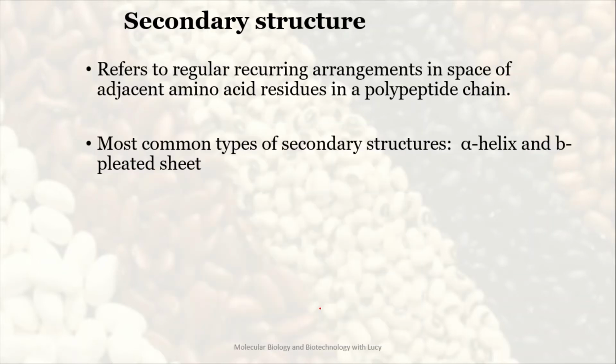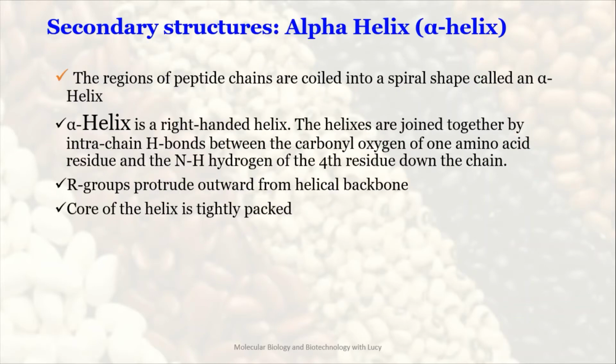Then the secondary structure is the structure found with regular recurring arrangements in space of adjacent amino acid residues in a polypeptide chain. The most common types of secondary structure are the alpha helix and the beta pleated sheet. The alpha helix is a right-handed helix, held together by intrachain bonds between the carbonyl oxygen of an amino acid residue and the NH hydrogen of the fourth residue down the chain. Let's see with a picture.